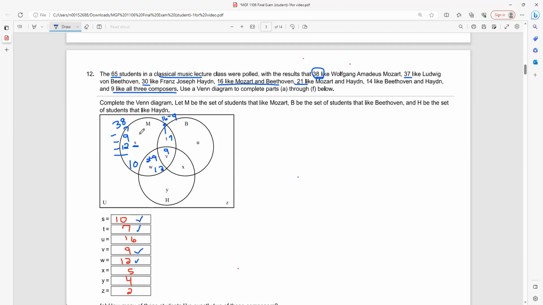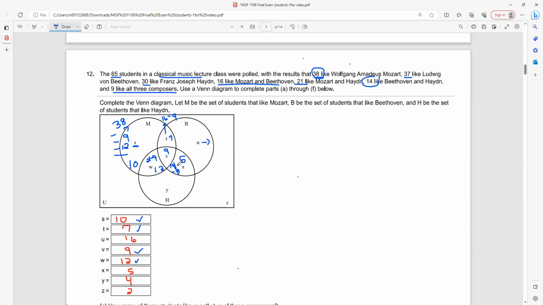Okay, so we have that section. The Mozart circle is complete. Now let's look at the Beethoven circle. We already have values for S and for V to get our value for X next. All right, so X is that shared section of the students who like Beethoven and Haydn. So the students that like Beethoven and Haydn were 14. We're going to take that 14 and subtract 9 from it. So 14 minus the 9, and that will give us our value of 5.